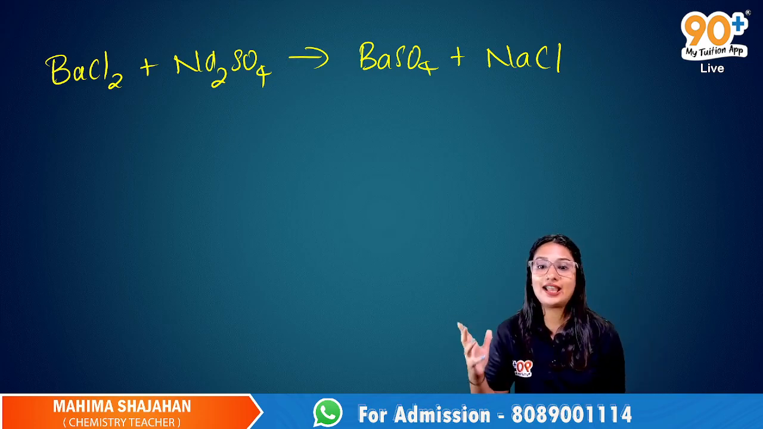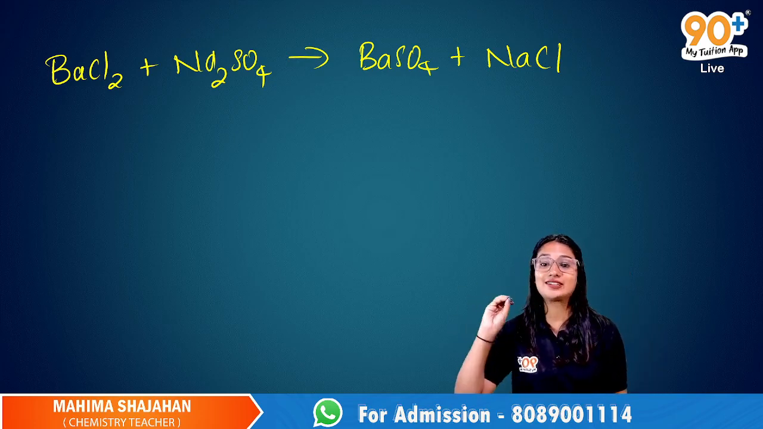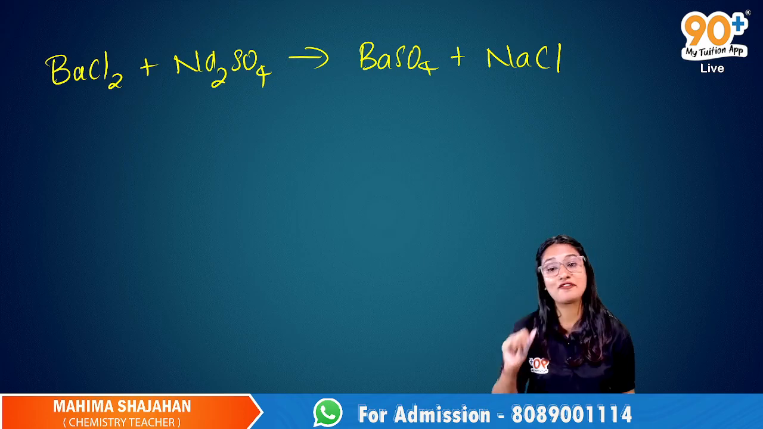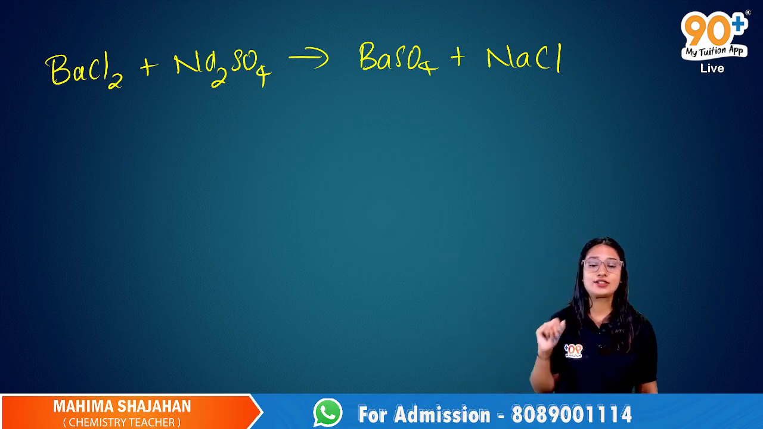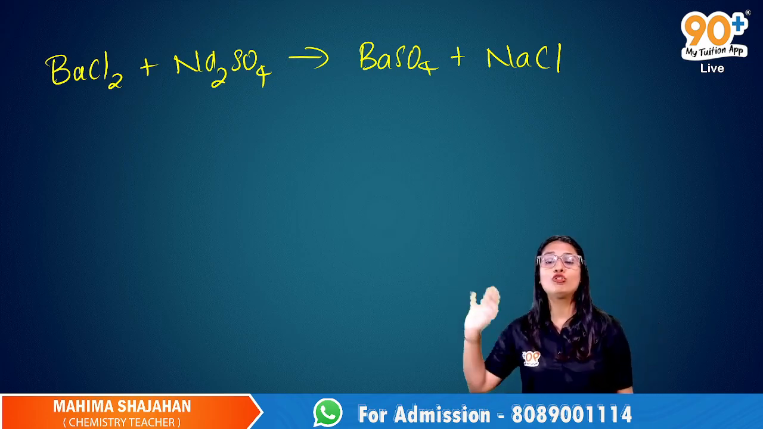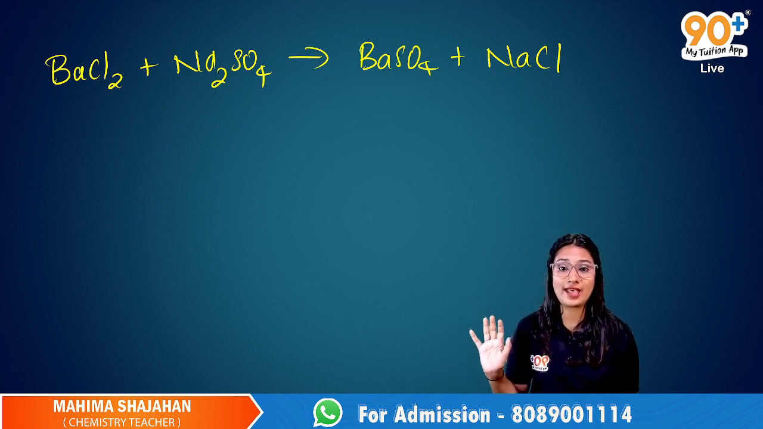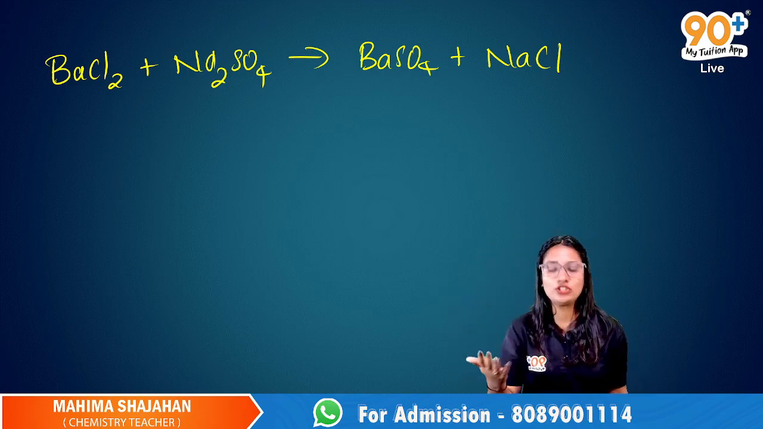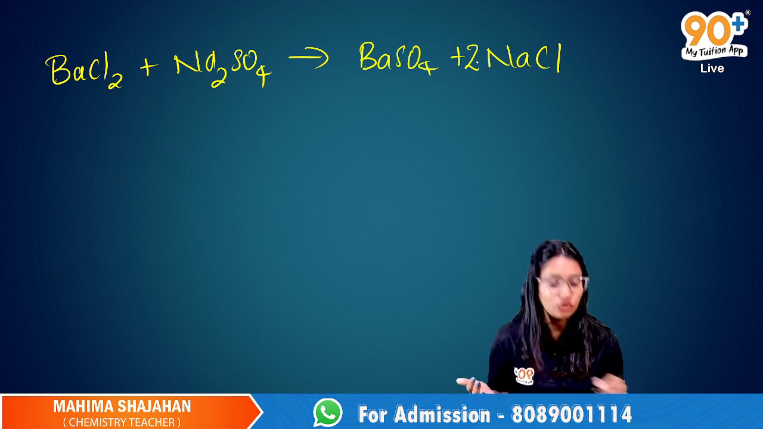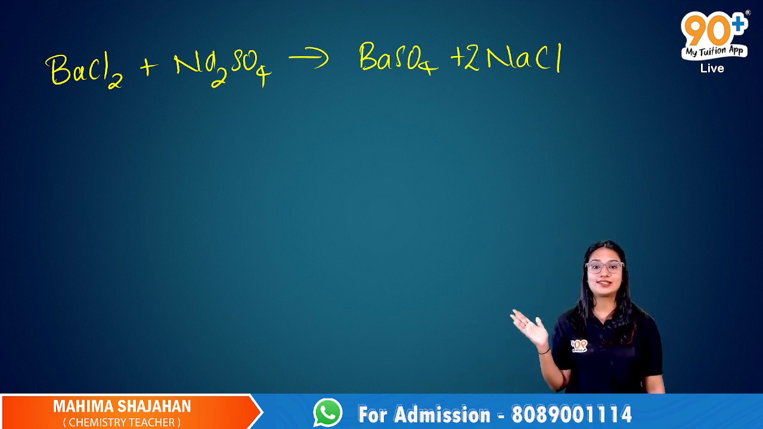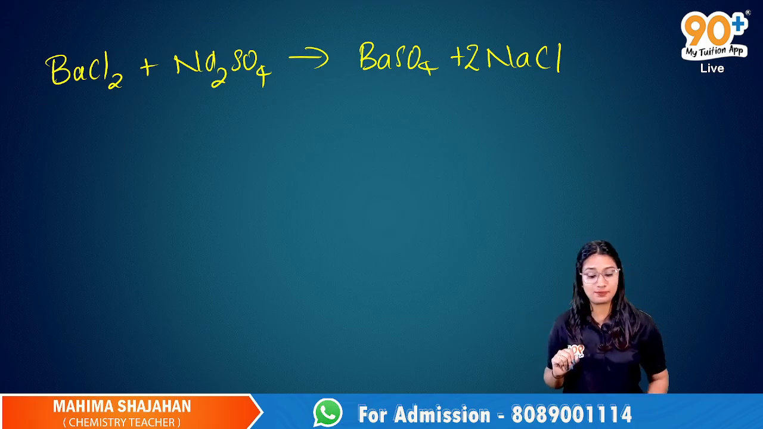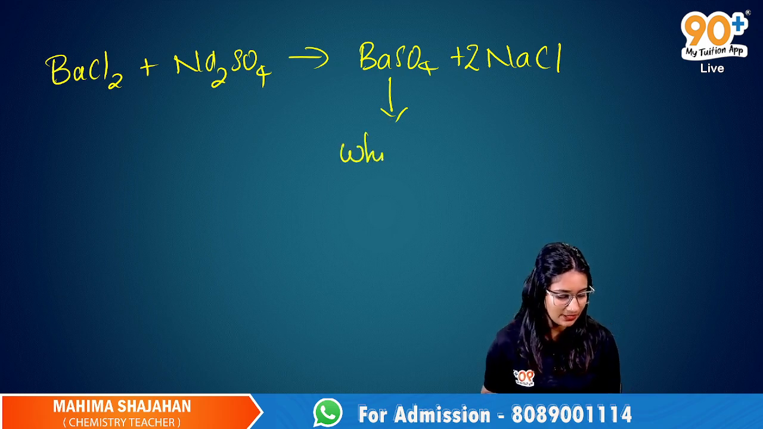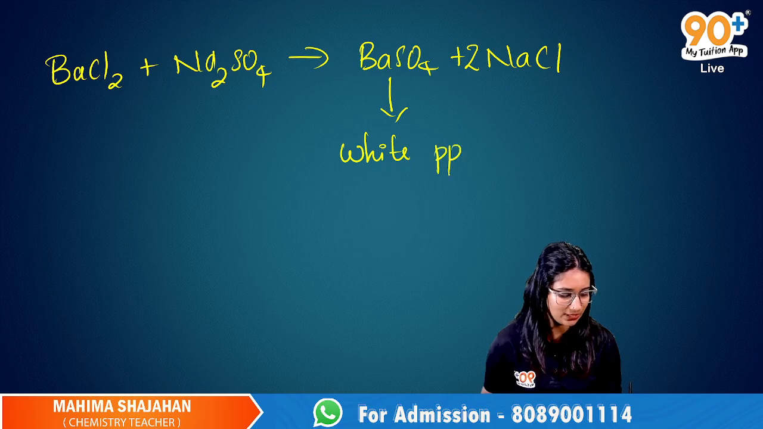Since you've studied balancing in the first chapter, it is compulsory that whenever you write a reaction, you have to balance it. So balance this reaction. You can clearly see two chlorine atoms and two sodium atoms on the left hand side, but on the right hand side, only one, right? So make it 2. How? We can add a coefficient 2 there. Now the equation is balanced. And the white color precipitate was actually barium sulfate, white precipitate.